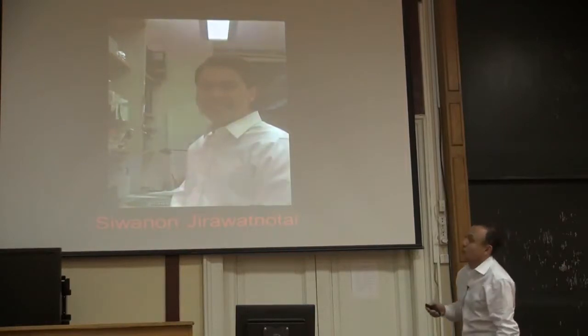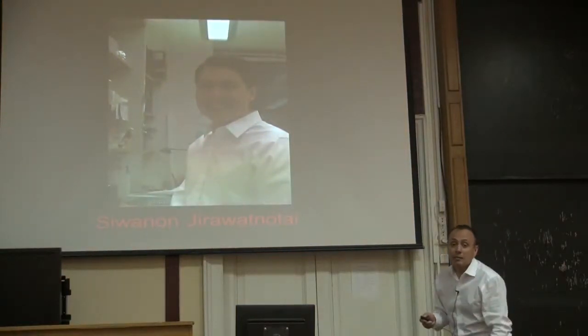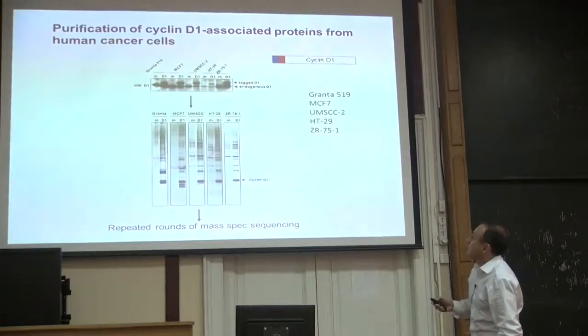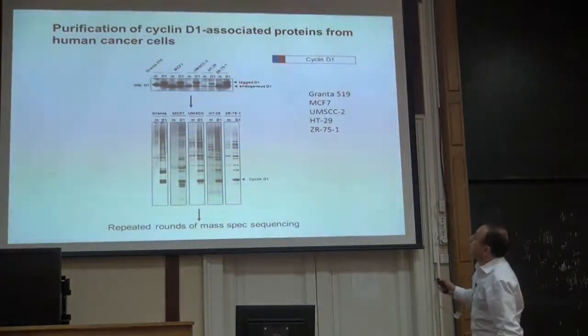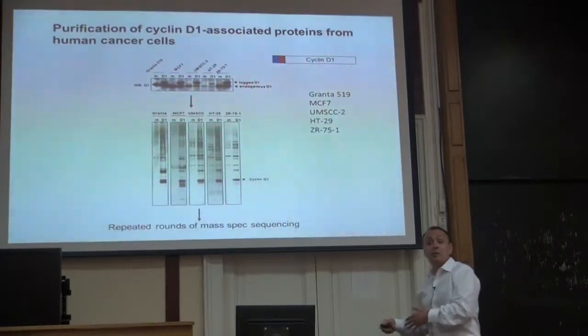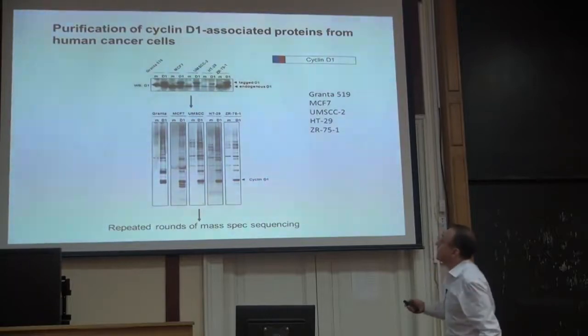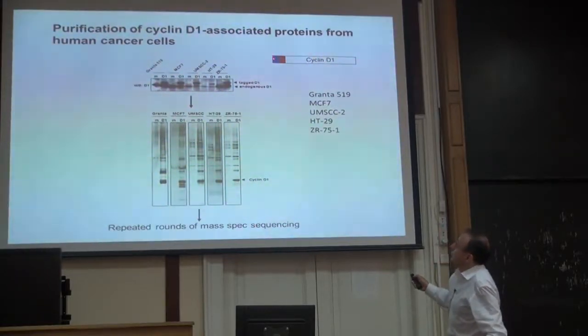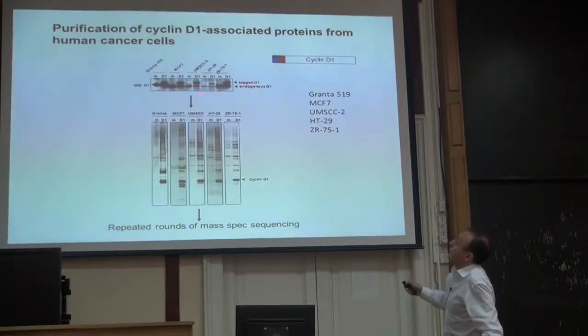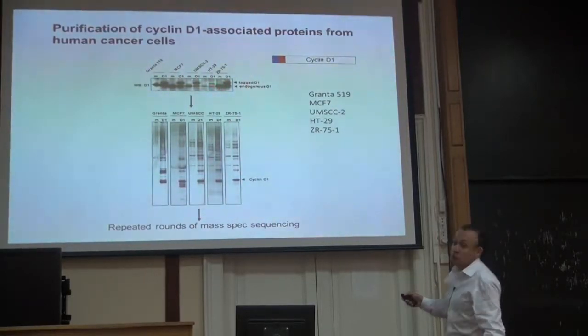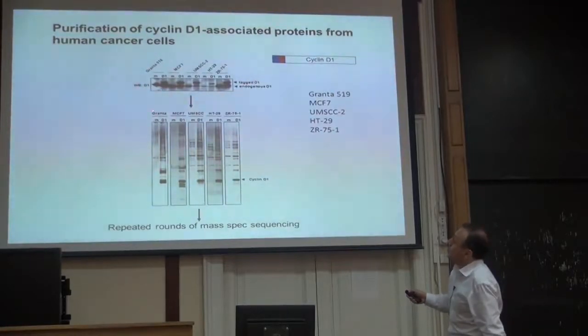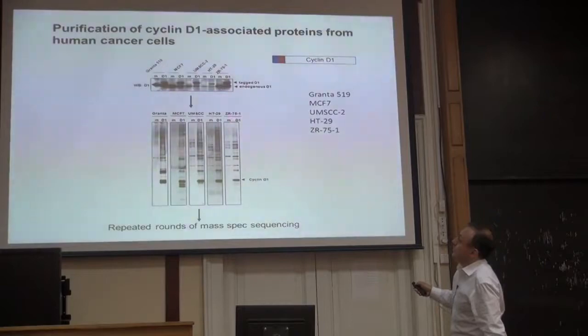He now went back to Bangkok, and he has his own lab in Siriraj Hospital at Mahidol University. Because he wanted to know who the partners of cyclin D1 are in cancer cells, he could not do it genetically the way Fred did, but rather he did it in a slightly old-fashioned, traditional way. He takes cyclin D1, attaches tags, and then expresses it ectopically in different human cancer cell lines. And he took leukemia, breast cancer, squamous cell carcinoma, and colon cancer.